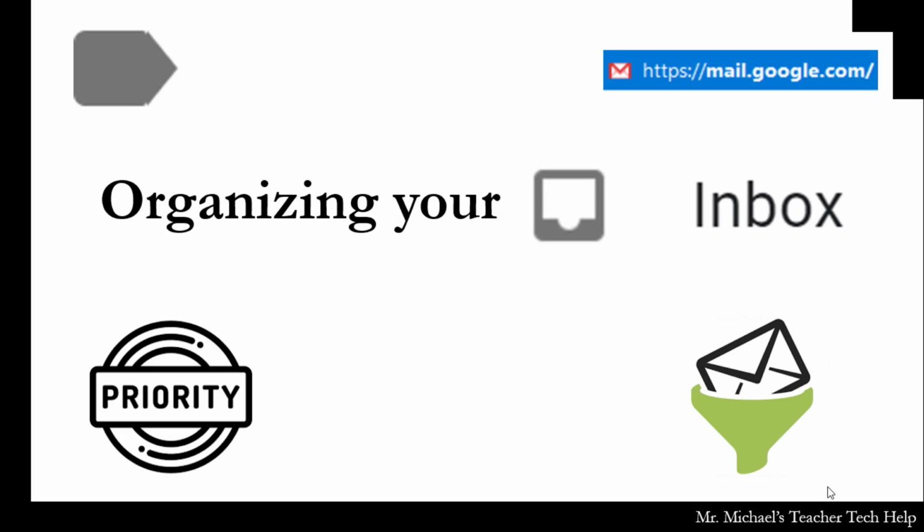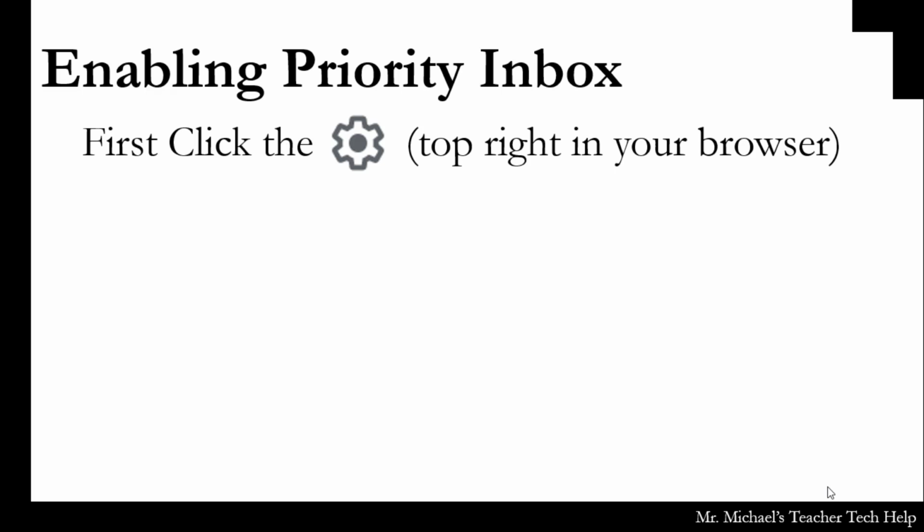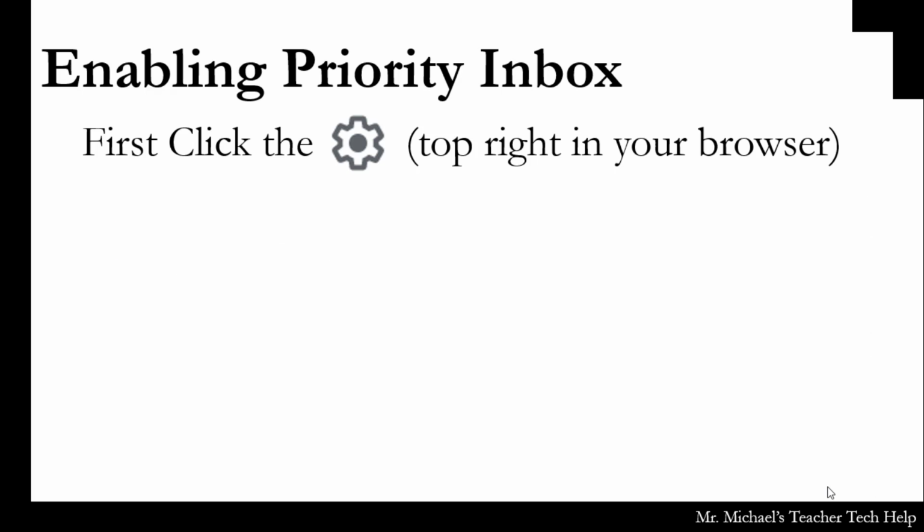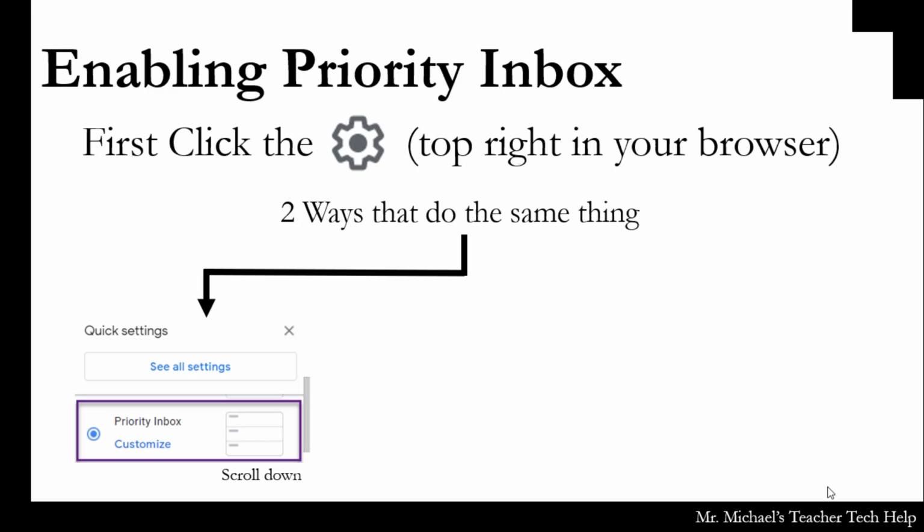So organizing your inbox. First thing, we're going to enable the priority inbox because this is a very powerful tool. So first, click the gear at the top right in your browser. It's located right there. And then two ways to do the same thing. You can go into your quick settings and then scroll down until you see the priority inbox and then just click on it.